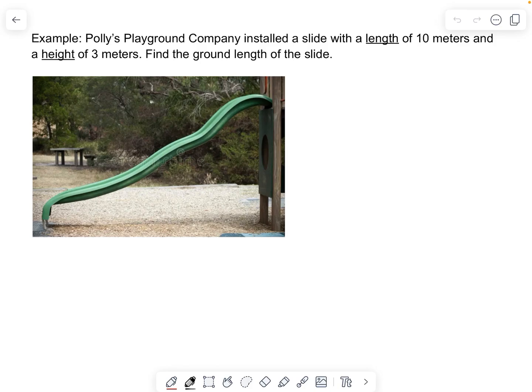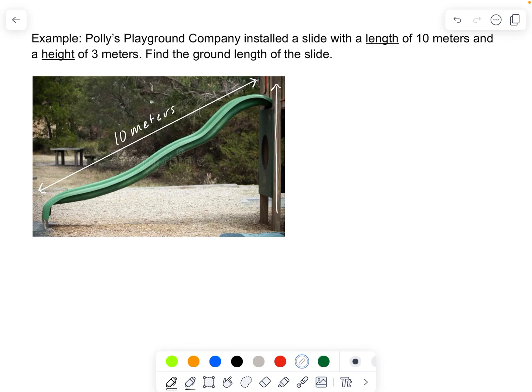So first we need to identify what these words mean in the context of this problem. When we talk about the length of a slide, we are talking about its length on the diagonal. They tell us that the length is 10 meters, so I'm going to indicate that on the picture. And the height of the slide is 3 meters. That's the vertical distance.